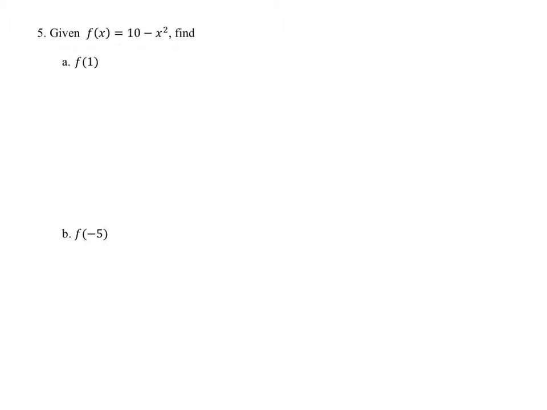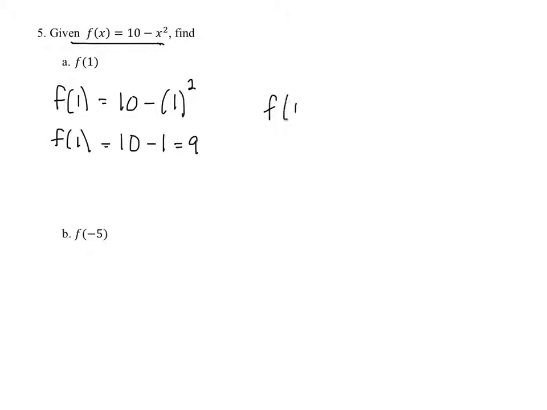Let's try a couple more of these before I send you off to do your lesson on this. So I'm going to put 1 this time. This is my function. I'm going to put 1 in for x. The value of the function at 1, I use my parentheses, square the 1 first. So f of 1 is equal to 9. What's my input? Everybody? Input is 1. Output is 9. Let's do this next one.